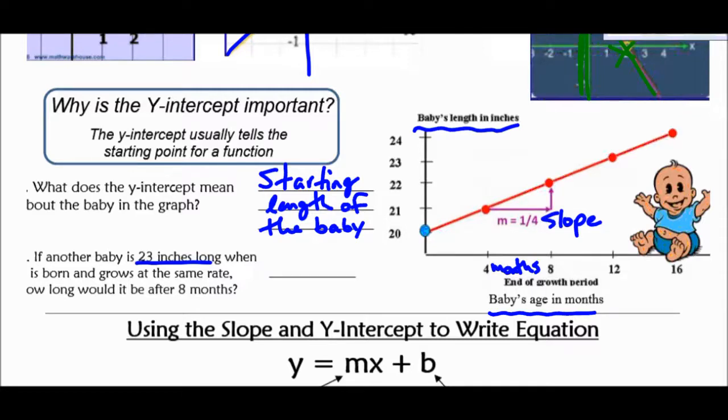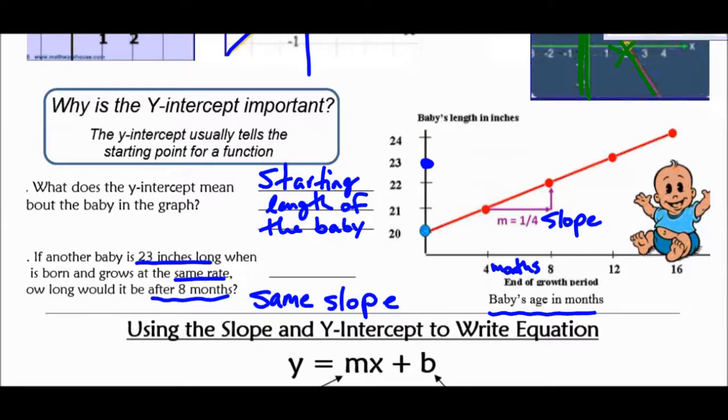The second question is saying if another baby is 23 inches long when it's born and it grows at the same rate, that's saying it has the same slope. So it's still growing by that same amount, 1 inch for every 4 months in age. It's asking how long would it be after 8 months. So it's going to start at 23 now, and it's still going to go up 1 inch every 4 months.